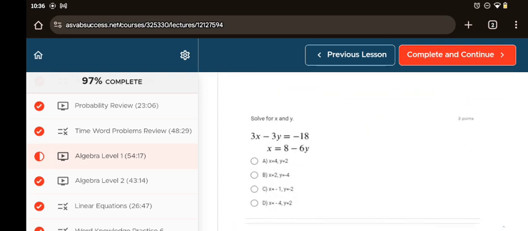Here we have another question where we are solving for two unknowns. But if you notice, this one is different because the x is by itself on one side of the equal sign. Remember, in the last one we used elimination because x and y were on the same side of the equal sign for both of them.